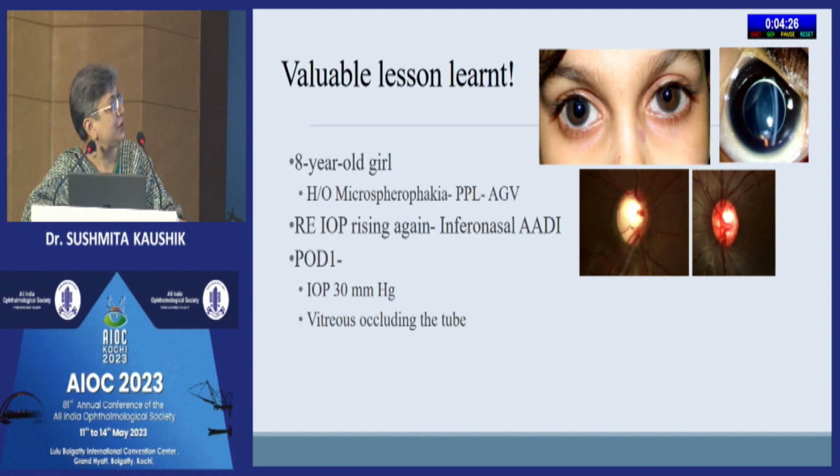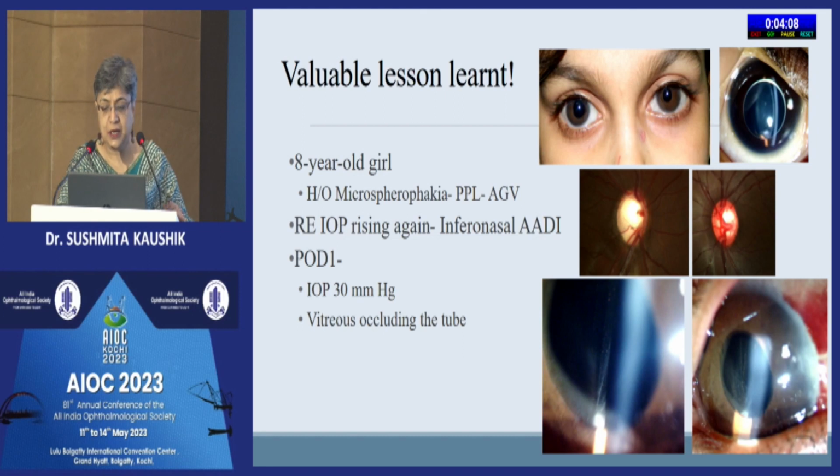So this 8-year-old girl with microspherophakia who'd already undergone a PPL had undergone an AGV, and now the right eye IOP started rising. So we decided to put in an inferonasal ADI. Now the pressure was 30, which is not unusual for an ADI because we ligate the tube. But what was worrying was this.